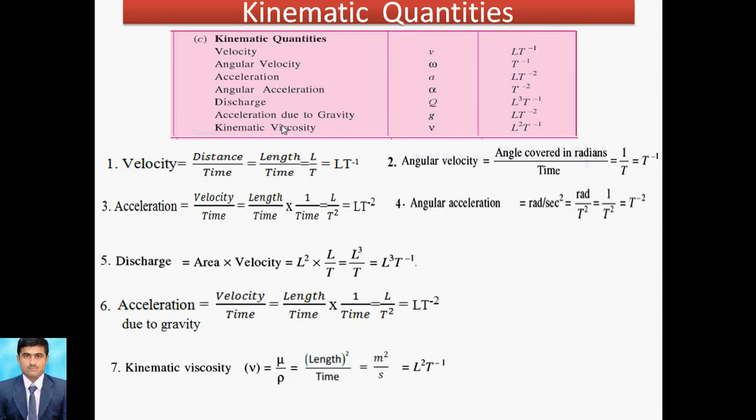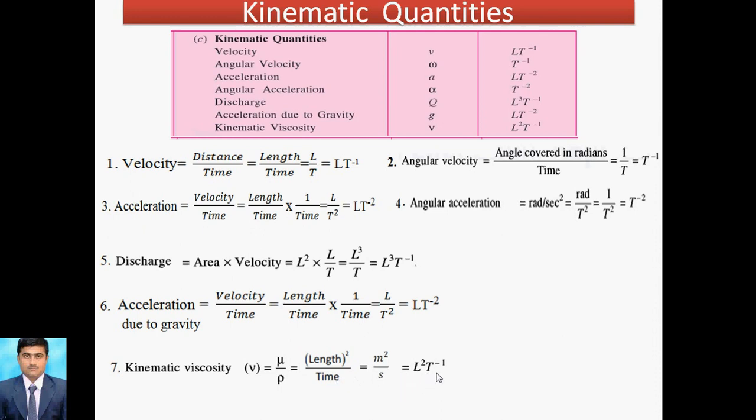The next term is kinematic viscosity. As you know, the kinematic viscosity unit is meter square per second. Meter square means length square, and per second means divided by time. So kinematic viscosity is nothing but meter square per second, that means L square divided by T.